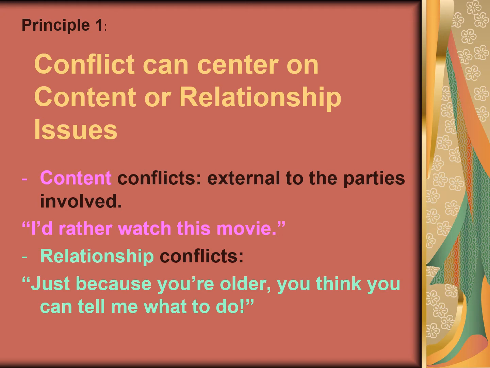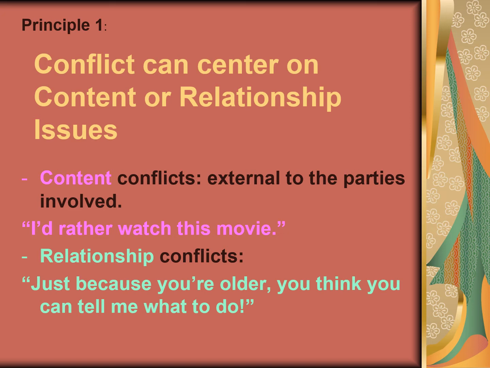Now, the first principle when we're thinking about conflict is that it can center on content or relationship issues. Content conflicts are external to the people involved. It might be, I might say to my husband, I'd rather watch this movie, and he'd rather watch this movie, so we might have a difference in opinion there. And that's something external to both of us. On the other hand, relationship conflicts are based on that relationship, how those people interact together.